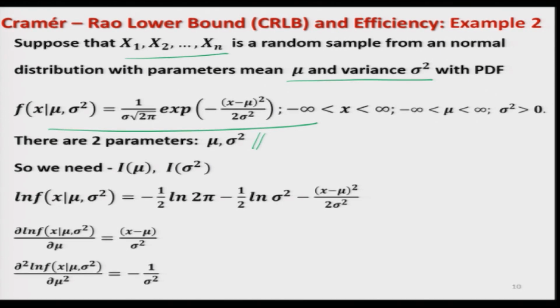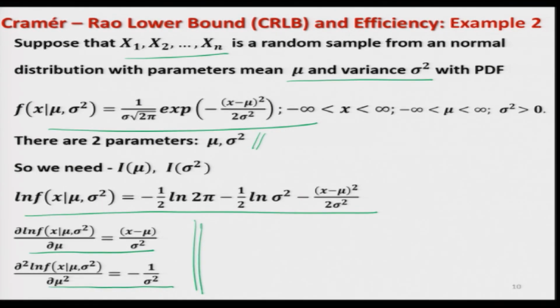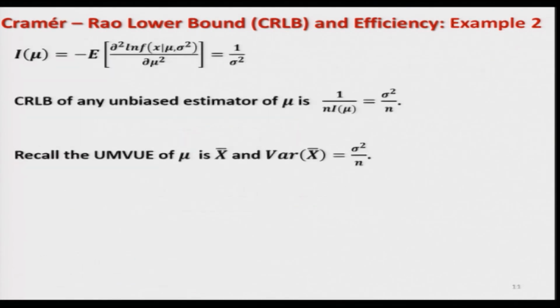If you find their joint density function, take its log, and differentiate it first with respect to mu, and then again with respect to mu, you will get these quantities. I am not solving it here because they are pretty straightforward. Then the value of information based on mu will simply be the minus of the expectation of this quantity, which comes out to be 1 upon sigma square. So the Cramér-Rao lower bound for any unbiased estimator of mu is 1 upon n times the information, which is sigma square upon n.